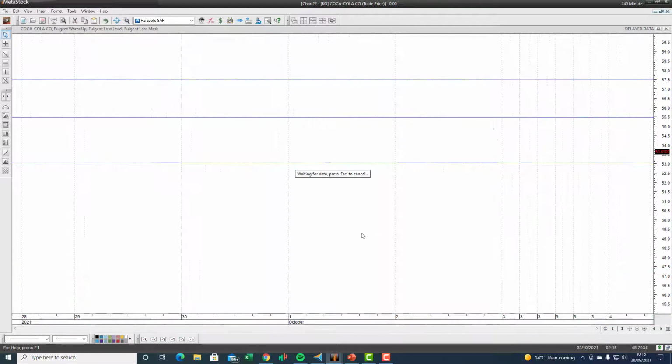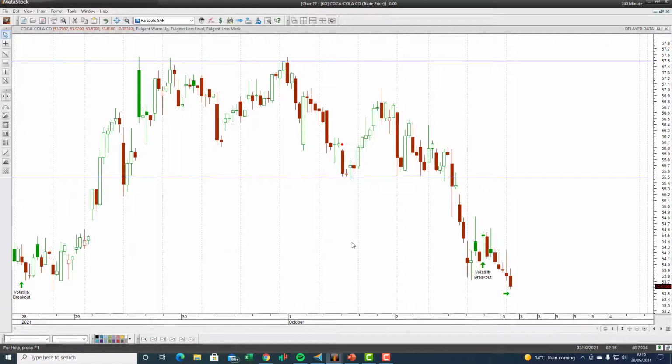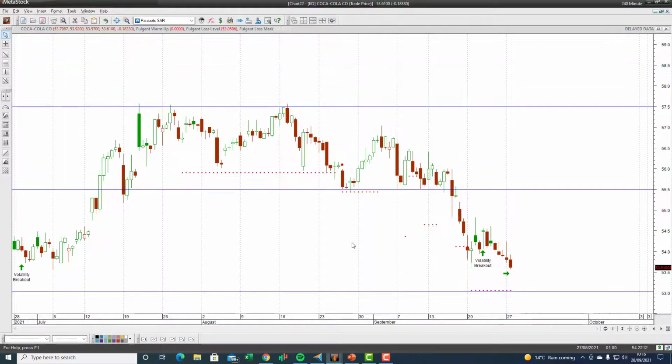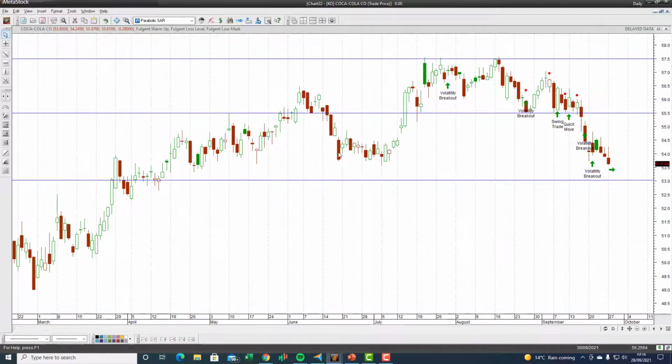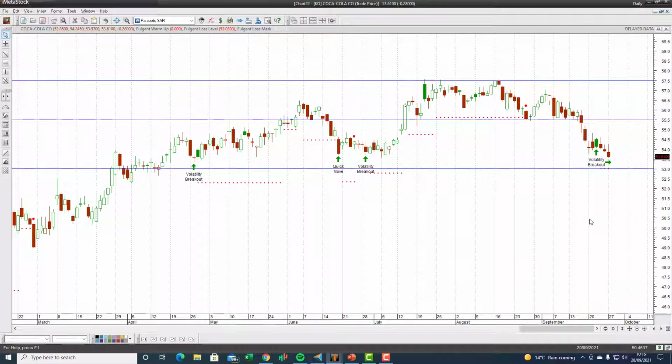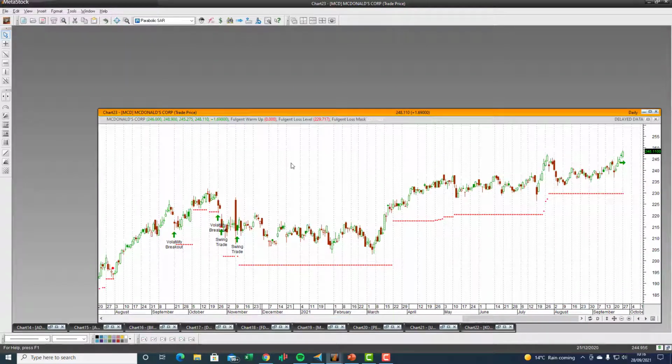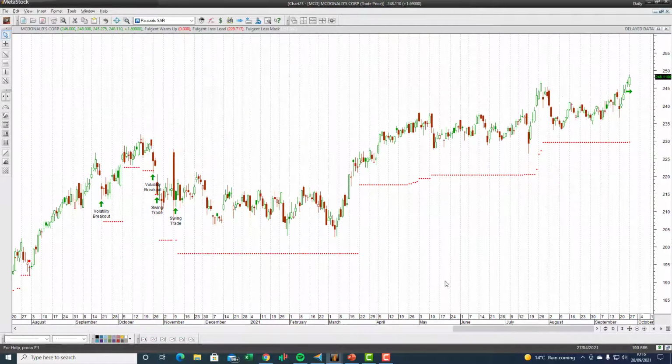What's happening on the 4-hour chart? Let's take a look at that one. So we've got a volatility breakout in the 4-hour chart, so it's still long in that one. So keep an eye on that. So far so good. Coca-Cola's got a volatility breakout signal with a stop loss around 53 or so. Next up, McDonald's: you can see this signal's been active for a very long time.